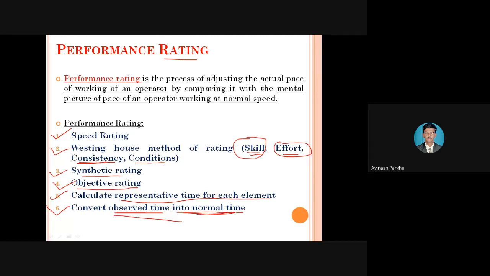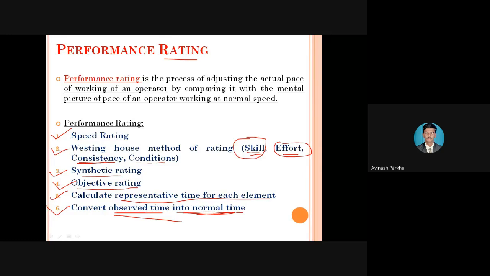If I have to check the performance rating, or the performance of an operator, the simple formula I have is: performance rating is equal to normal time upon observed time into 100. Normal time is the time given or assigned to complete that particular work, and observed time means the actual time observed by the time study engineer when the operators are working on that particular machine.